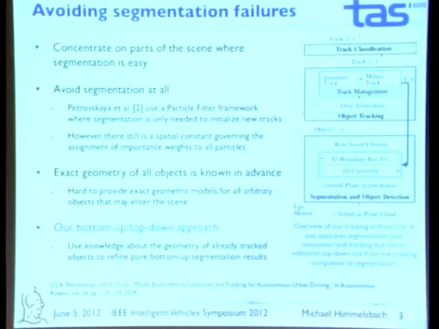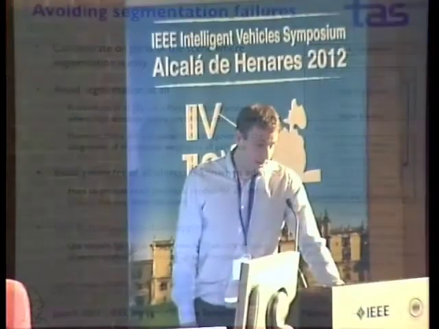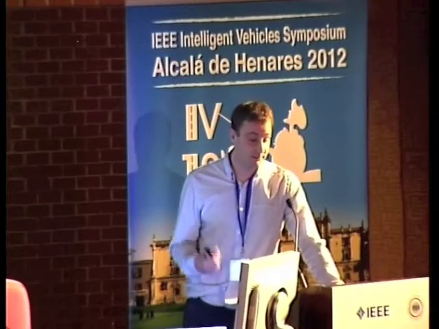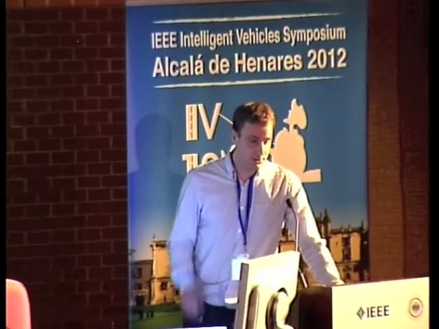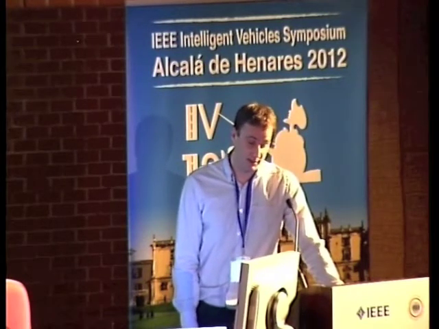Obviously, knowing the exact geometry of all objects in the scene would be helpful, also the position. But it turns out that it is hard to provide exact geometries for all arbitrary objects that may enter a scene. And even if we had these geometries, then finding a global match between all these geometry models in the database and the actual scene would be computationally inefficient.